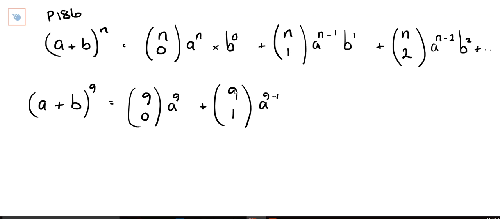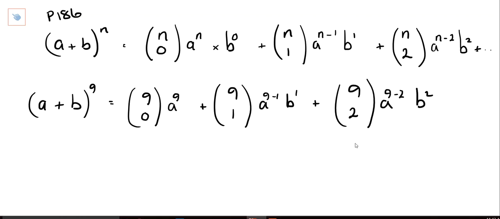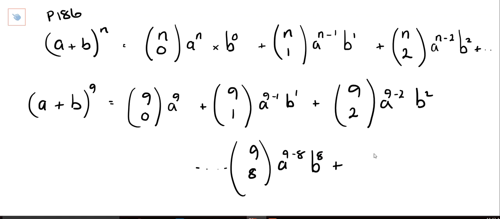This might come in useful when we problem solve, just to think of it this way. So it'd be b to the power of 1, and then plus 9 over 2, a to the power of 9 minus 2, b to the power of 2, and so on. Okay, and we would be able to go all the way up to 9 over 8, a to the power of 9 minus 8, b to the power of 8, plus 9 over 9, which would be a to the power of 9 minus 9, being 0, b to the power of 9.